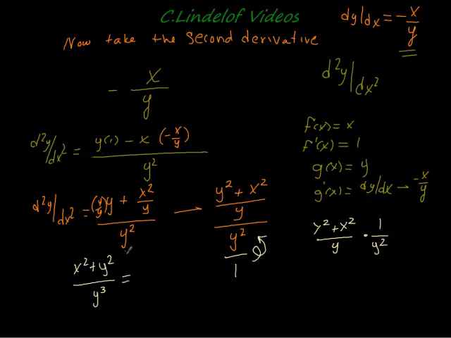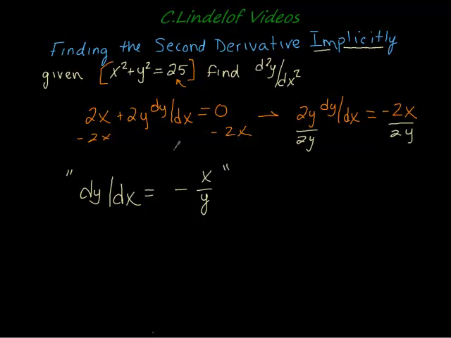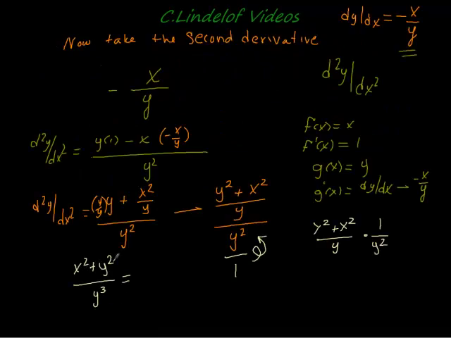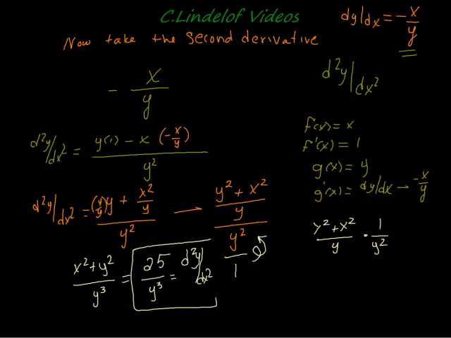If you want to, you can go back and take a look at this. I don't know if your professor expects you to do this or not, but I did notice that x squared plus y squared is equal to 25. So I can resubstitute this. Instead of x squared plus y squared, I could put 25 over y cubed as the second derivative. So here's the answer.